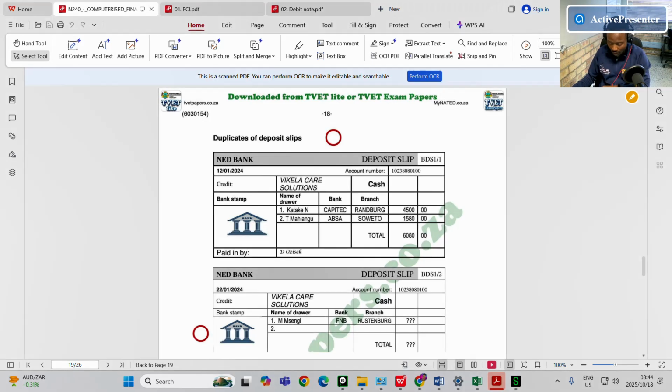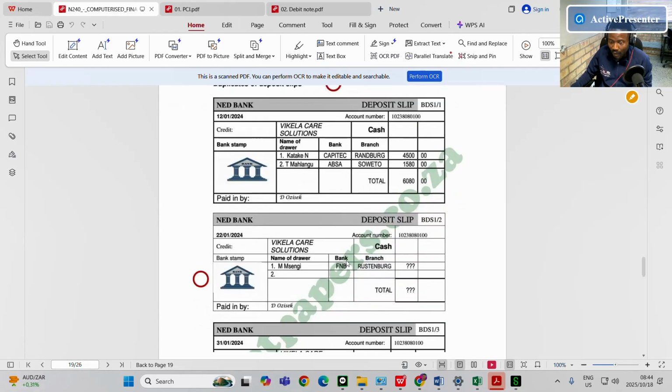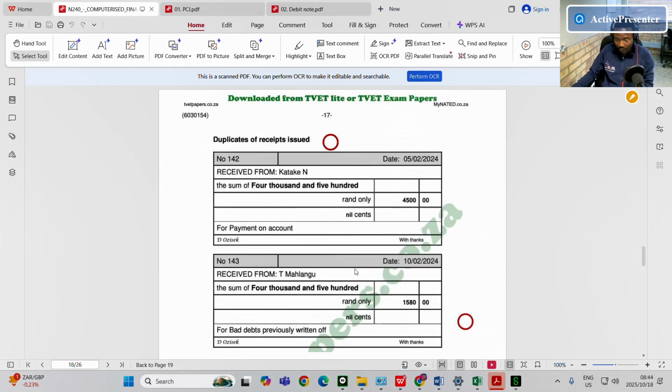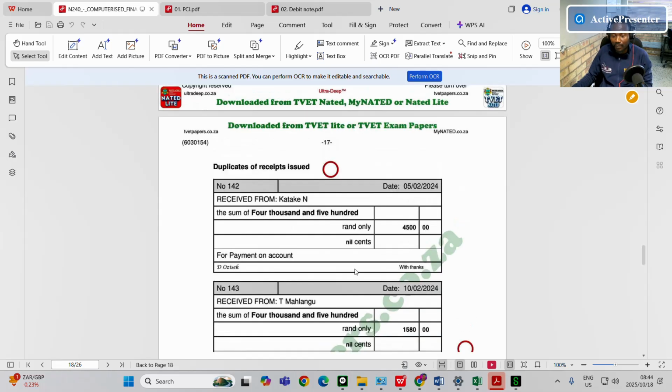Come back, we're about to finish this video, actually this cash book. So we are now doing the CRJ. When looking at the CRJ, we are still looking at Vikela. You actually have the following information.